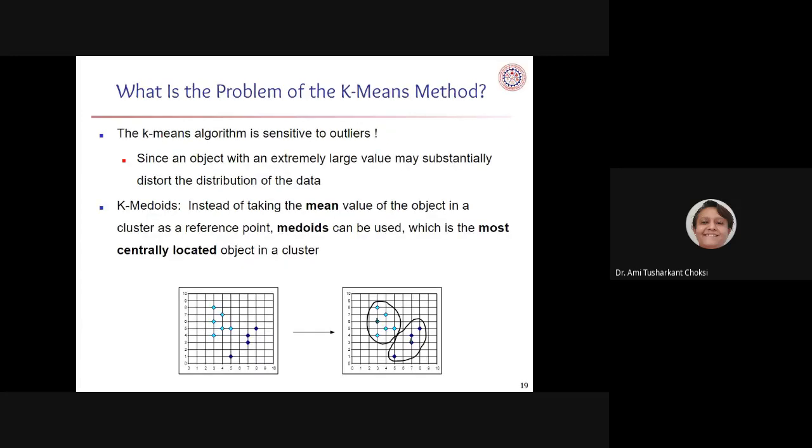So what is the problem with the K-means method? The K-means algorithm is sensitive to outliers, since an object with an extremely large value may substantially distort the distribution of the data. K-medoids: instead of taking the mean value of the objects in a cluster as a reference point, medoids can be used, which is the most centrally located object in the cluster, right?